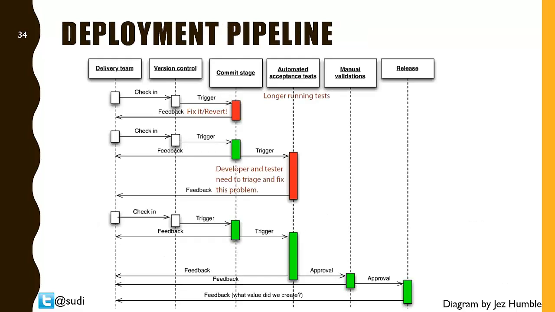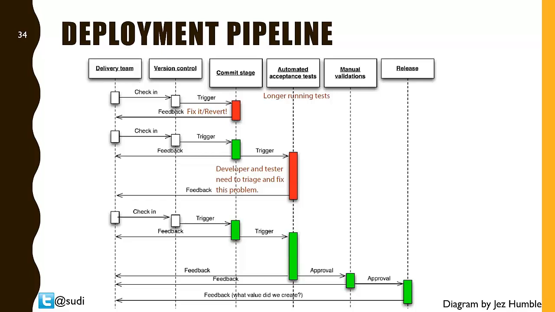So a deployment pipeline would look like this: you would have a delivery team that does a check-in. When they do the check-in, it will trigger its own local testing. From the local testing, if it all looks good, you would move it forward. If not, you would fix it and revert it. It would go to the acceptance testing environment.